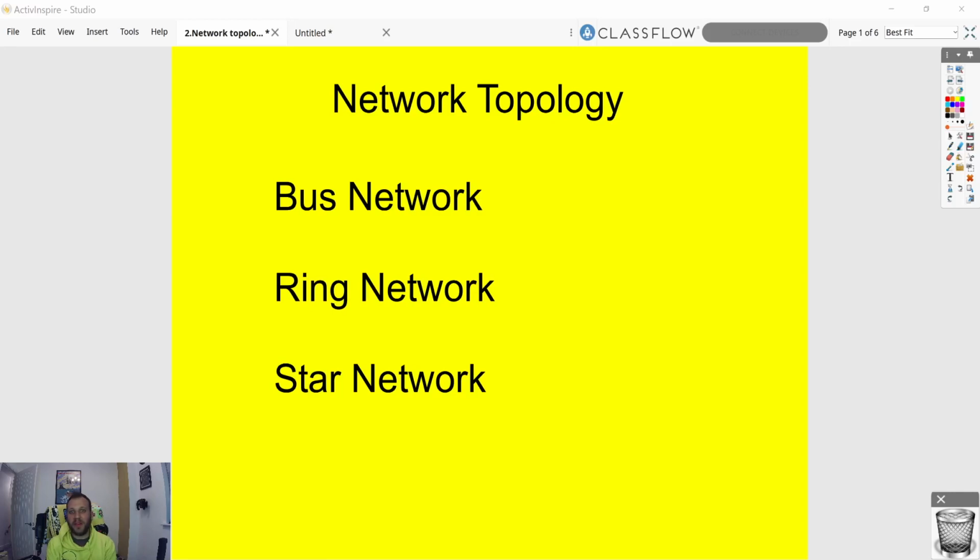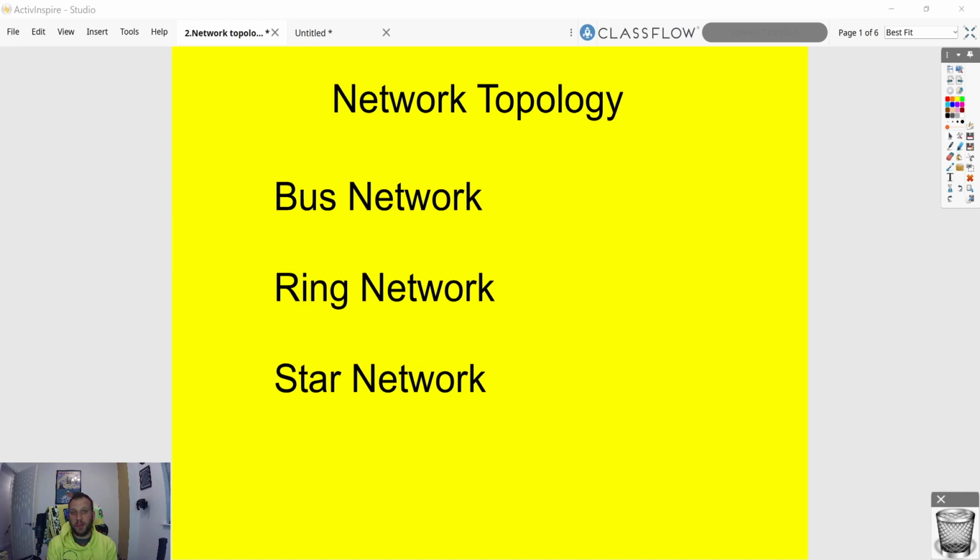Hello and welcome along to this lesson where we're going to talk about network topology. So we've talked about networks before, and all network topology means is the shape of a network, and we're going to look at three different shapes of networks today. So we've got the bus network, the ring network and the star network.